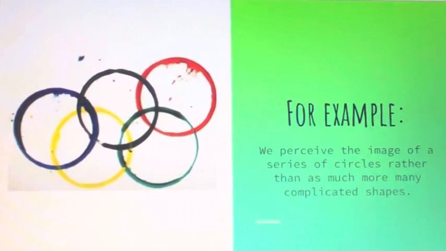When you look at this picture to the left, instead of just seeing a random shape that's kind of incomplete, you complete that idea by saying that it is simply a group of circles that are overlapping. So we perceive the image as a series of circles rather than as many more complicated shapes.